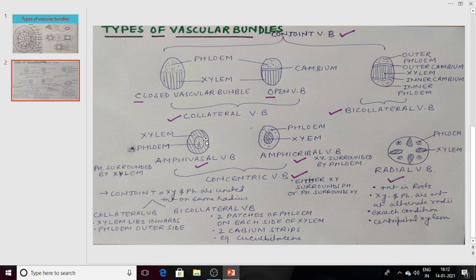In case of amphivasal vascular bundle, the phloem is surrounded by xylem. Okay, the phloem is surrounded by xylem. And in case of amphicribal vascular bundle, here the xylem is surrounded by phloem. Now, a different category of vascular bundle is there, which is known as the radial vascular bundle. So this radial vascular bundle is the characteristic feature of roots.